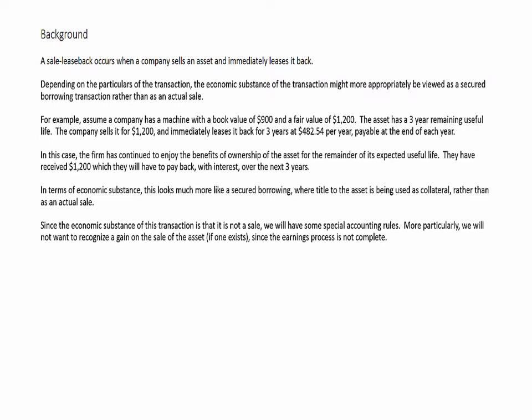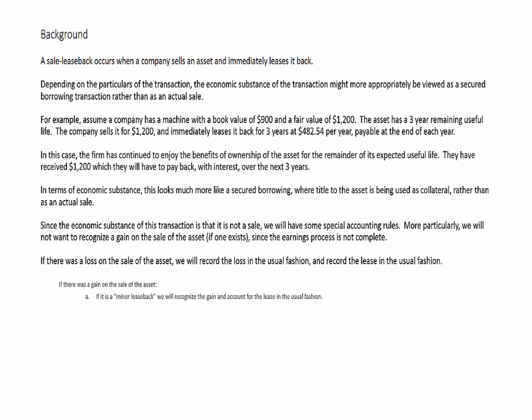Since the economic substance of this transaction is that it is not a sale, we will have some special accounting rules. More specifically, we will not want to recognize a gain on the sale of the asset, if one exists, since the earnings process has not been complete. If there was a loss on the sale of the asset, we would record the loss in the usual fashion and record the lease in the usual fashion.